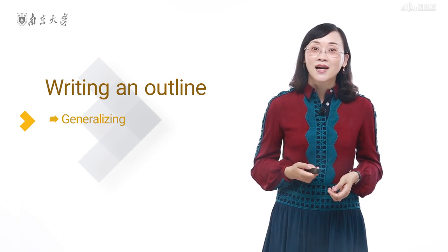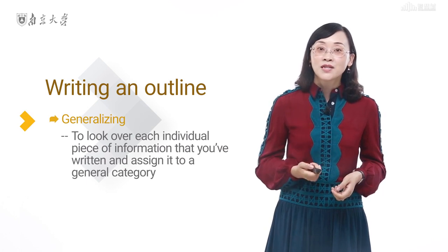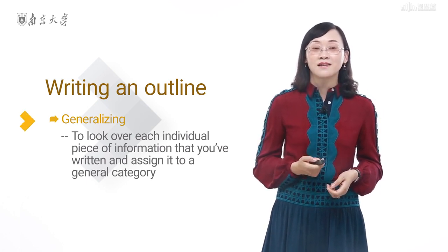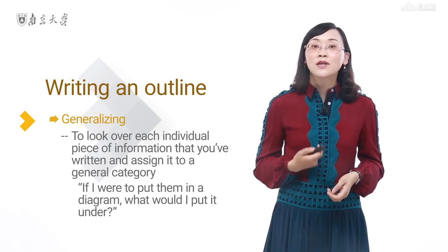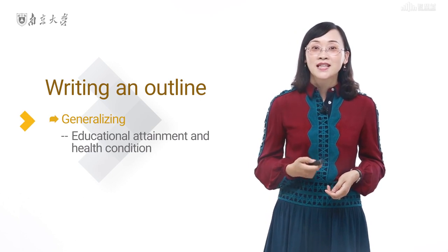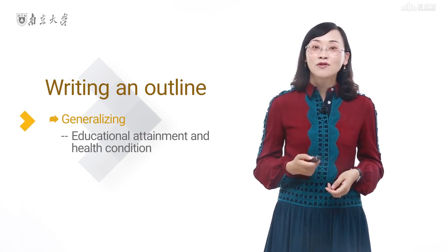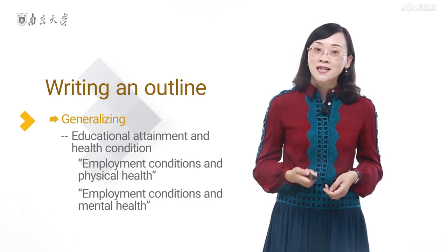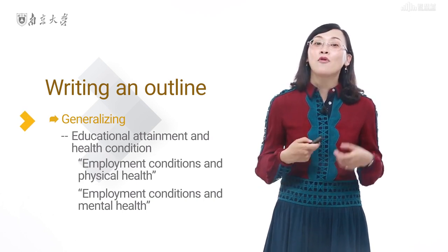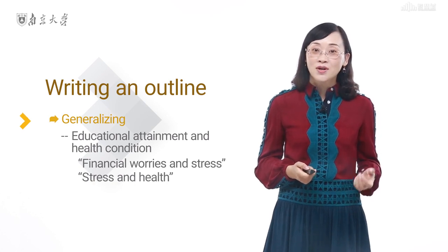The first step is generalizing, that is, to look over each individual piece of information that you've written and assign it to a general category. Ask yourself, if I were to put them in a diagram, what would I put it under? Using the example of educational attainment and health conditions, you can start from several general categories such as employment conditions and physical health, employment conditions and mental health, financial worries and stress and health. Write down the resources you've collected under these categories.